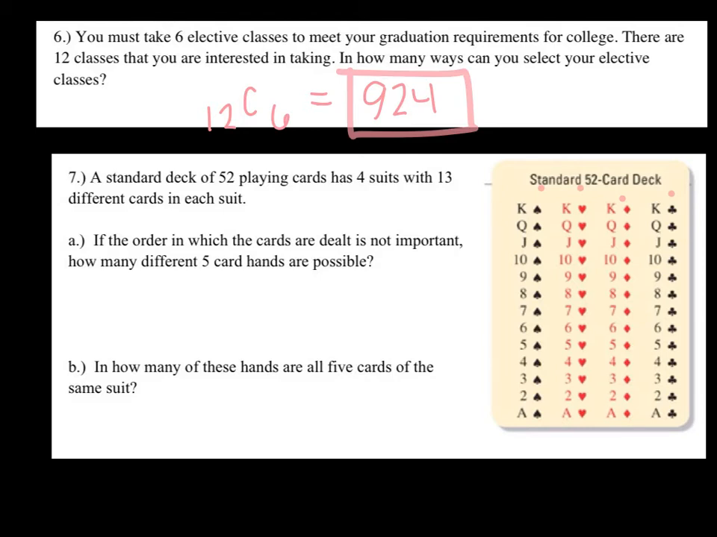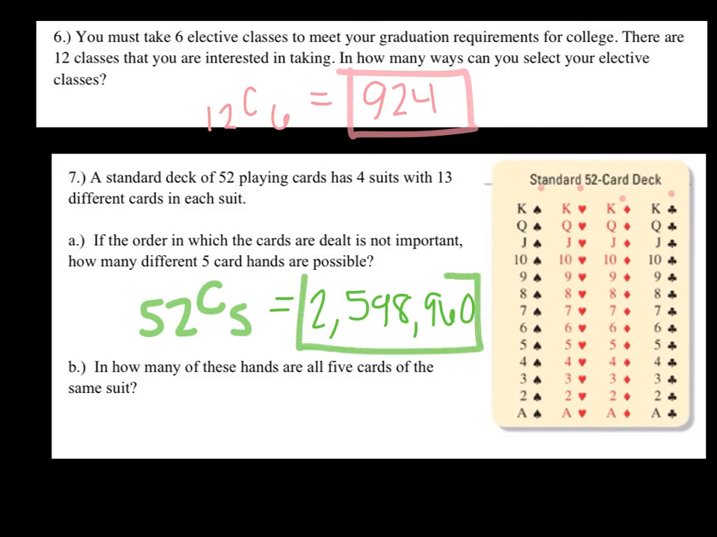So if the order in which the cards are dealt is not important, how many different 5-card hands are possible? If we're just picking any 5 cards and there's a total of 52 in the deck, we can just say 52 choose 5, which gives us 2,598,960 possible 5-card hands. So that's a good many.